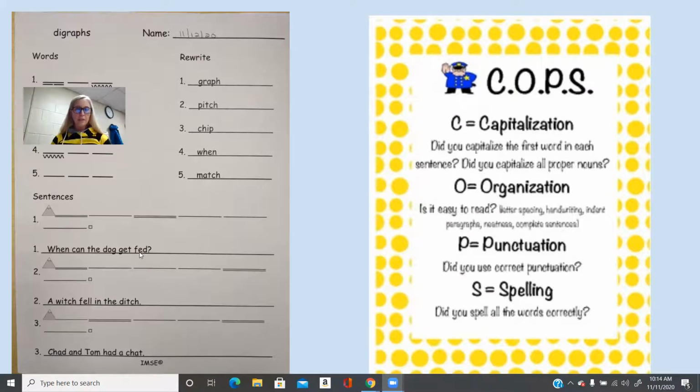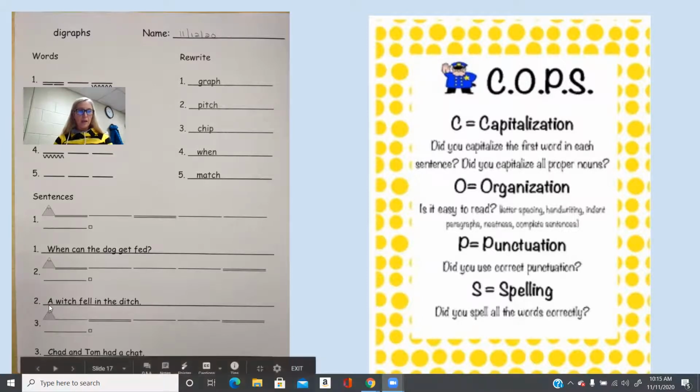I would encourage you to continue on with the sentences. Next week, I'm hoping to do some sentences too, so we might jump in and do those again. Our first sentence is, when can the dog get fed? When can the dog get fed? Notice we've got our double lines. That indicates our red words. Our mountain reminds us of a capital letter. And these are word lines, so you can see how many words we have in our sentence.